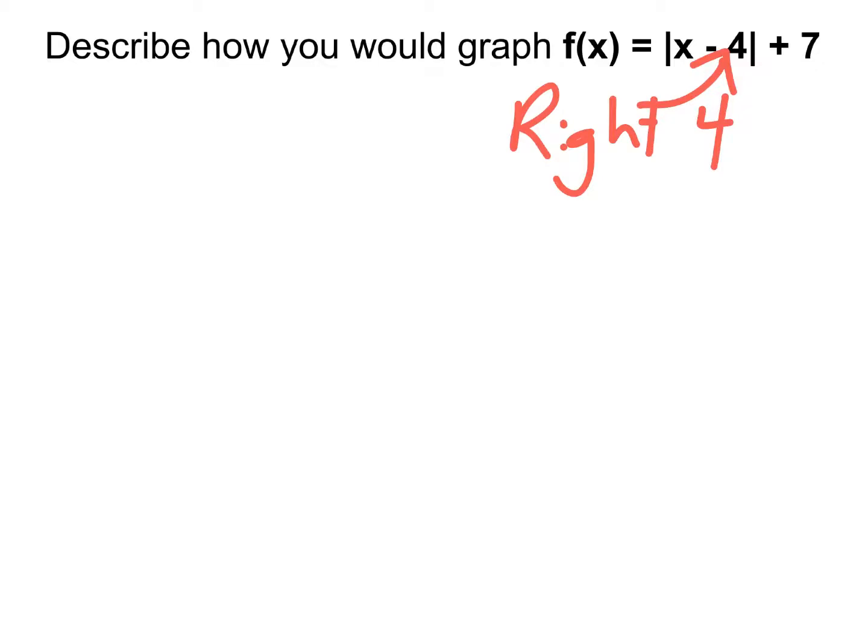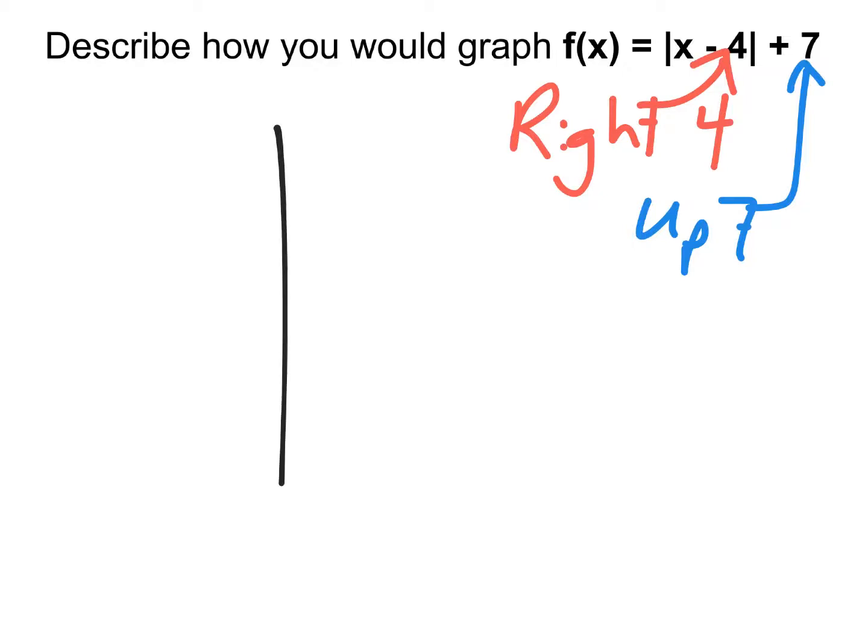All right. Now then, on to the other part here. What about that plus 7? What does the plus 7 do to our graph? Which way does it move it? Because all these are moving them. Exactly, yes. It moves it up 7. So I know my graph goes right 4 and up 7. So when I have my graphing grid, the first thing I do is I go right 4, and then I go up 7, and I plot my first point there.